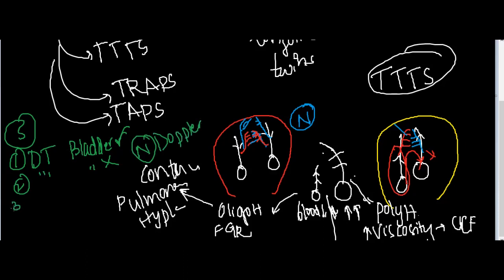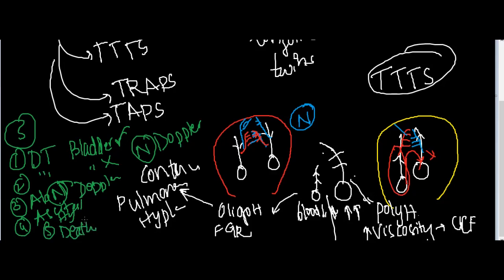In the third stage, there is abnormal Doppler, but there is no ascites and no signs of congestive cardiac failure. In the fourth stage, there is ascites in the twin, and there can be hydrops fetalis also. In the fifth stage, there can be death of one twin. Okay, so these are the 5 stages.